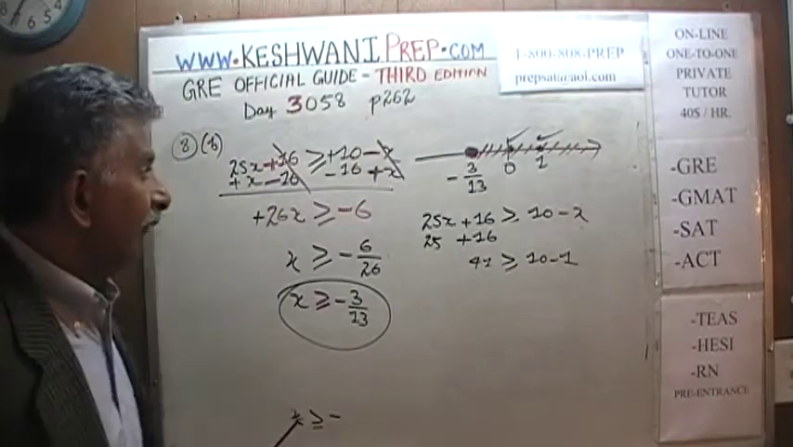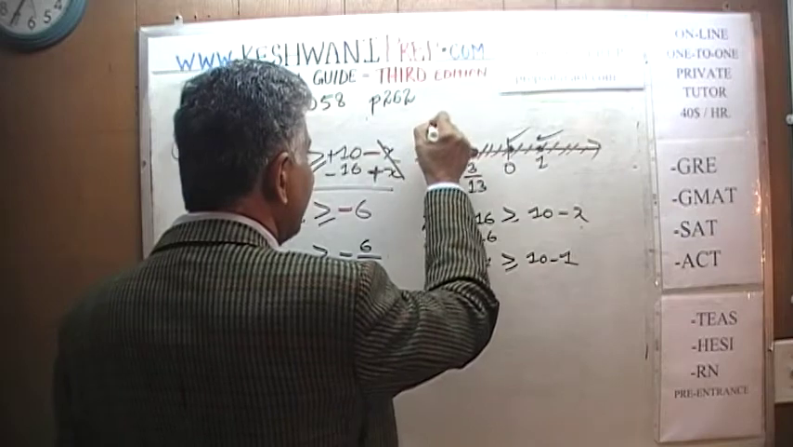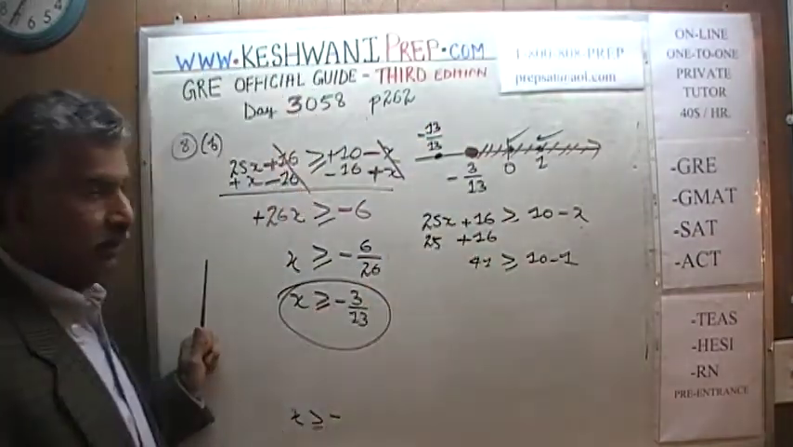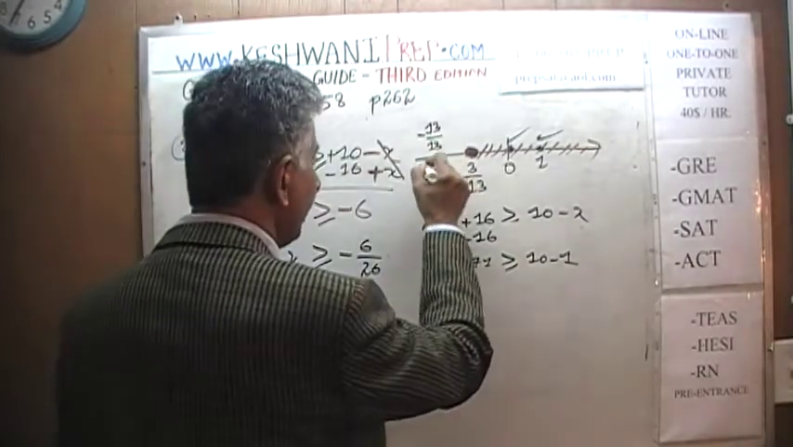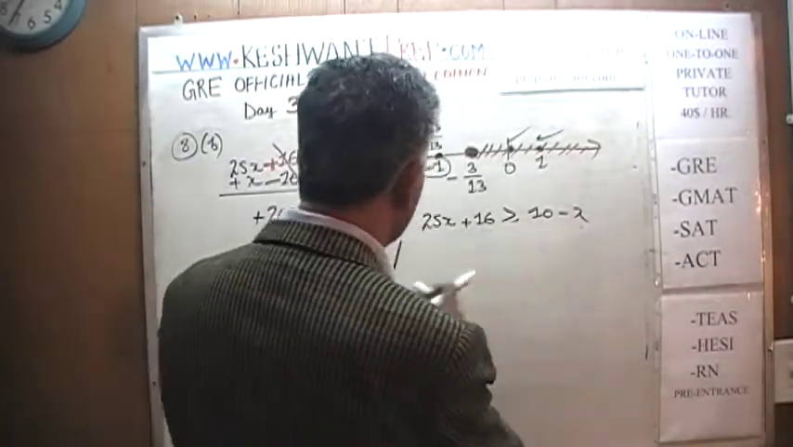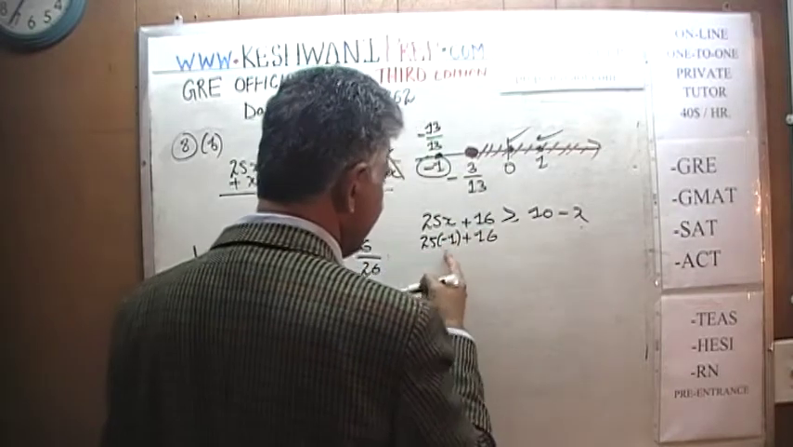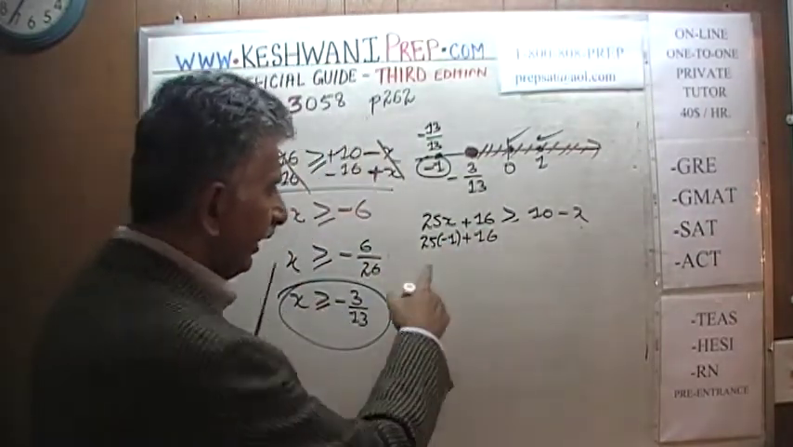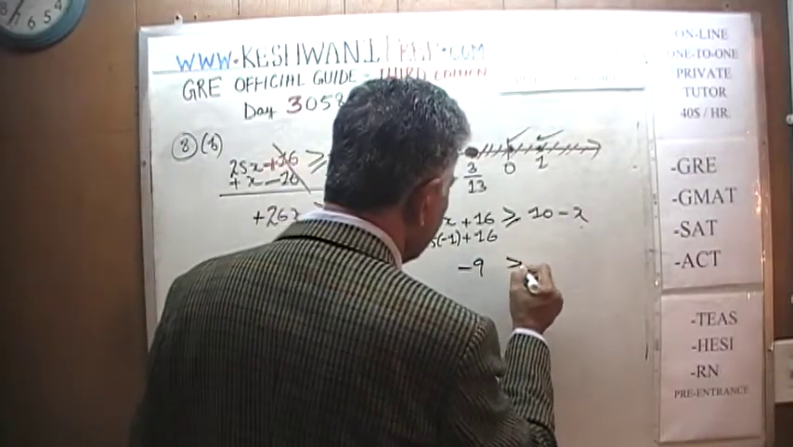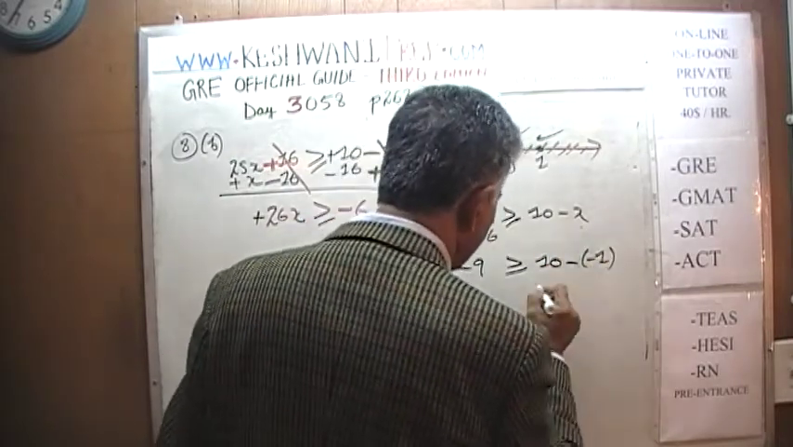On the other hand, if we had put in negative 1, that would be negative 13 over 13, which is less than negative 3 over 13, so it should not work. Negative 1 should not work. We can do it right here. Negative 1 would not work. 25 times negative 1 plus 16: negative 25 and a positive 16 is going to give us negative 9. And here, 10 minus a negative 1 gives us 11.